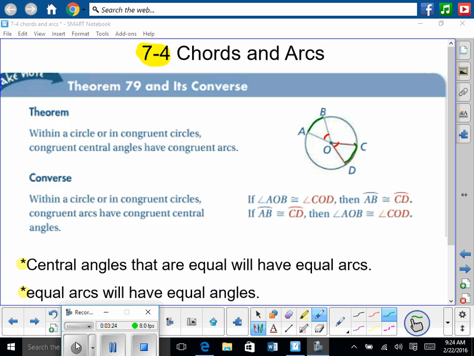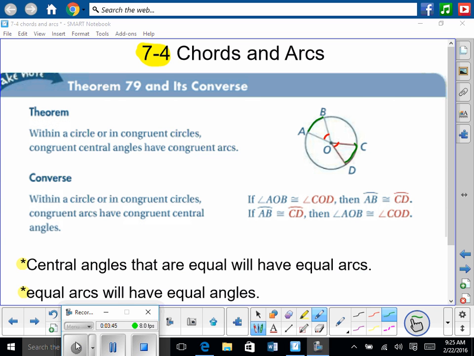Okay, now converse means kind of the opposite, so it goes backwards now. Converse means backwards. So, with that being said, if you have two arcs that are the same, then their central angles will be the same. Does that make sense, everybody? Okay, so that's your first theorem. So, your worksheet's a little bit wordier. If you want to kind of draw in your picture what I did, that might help you.